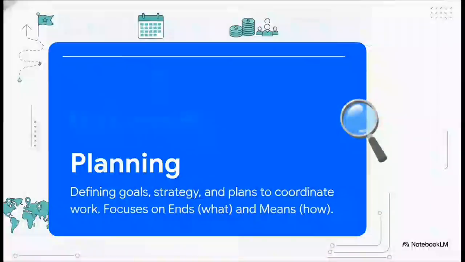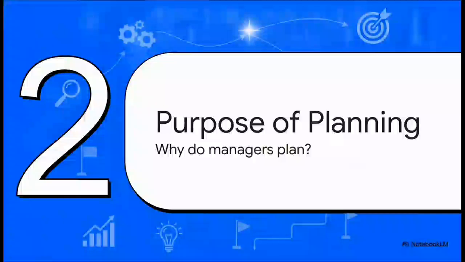So, what exactly is planning? At its core, it's the management function of defining goals, establishing strategy, and developing plans to coordinate work. It really just boils down to two main things: the ends, which is what you want to achieve, and the means, which is how you're going to achieve it. Think of the ends as your final destination and the means as your GPS route. For example, if our hypothetical retail company decides they want to open stores in 3 brand new cities, well, that's their end. But figuring out the budget, hiring the local staff, scouting the actual storefronts, those are the means. You absolutely need both.